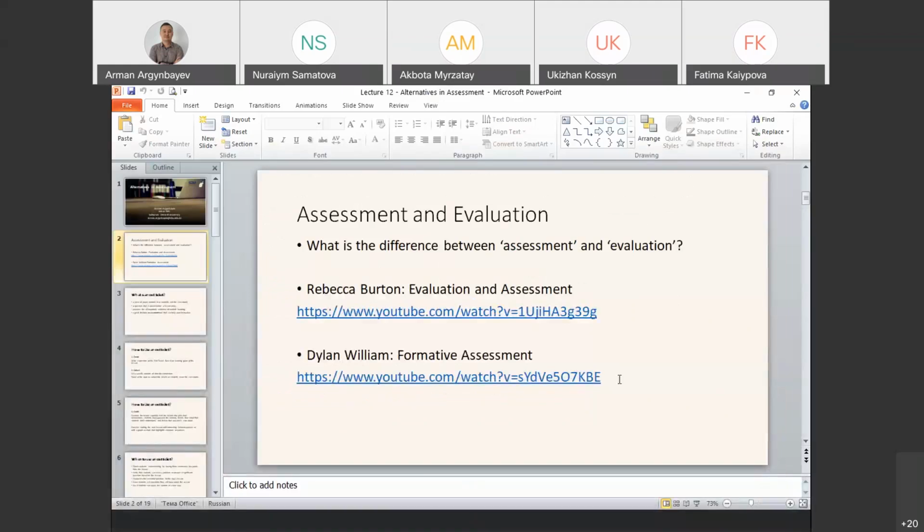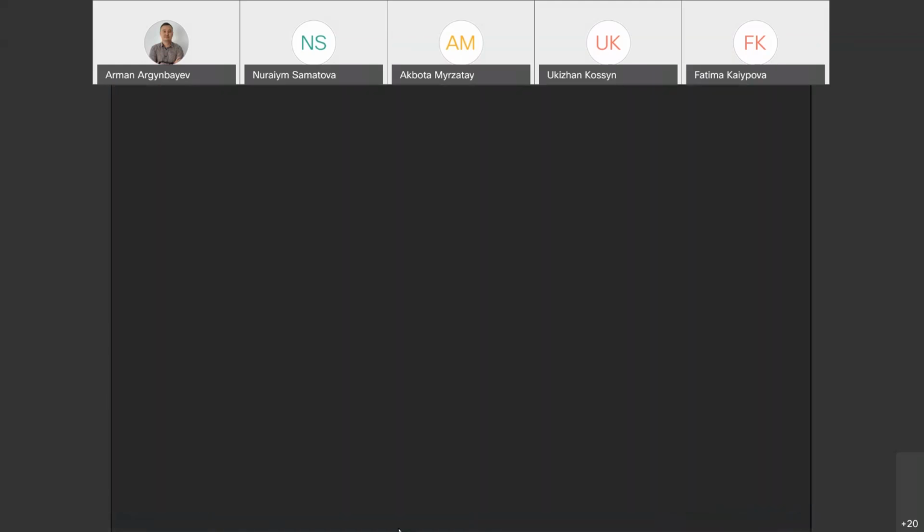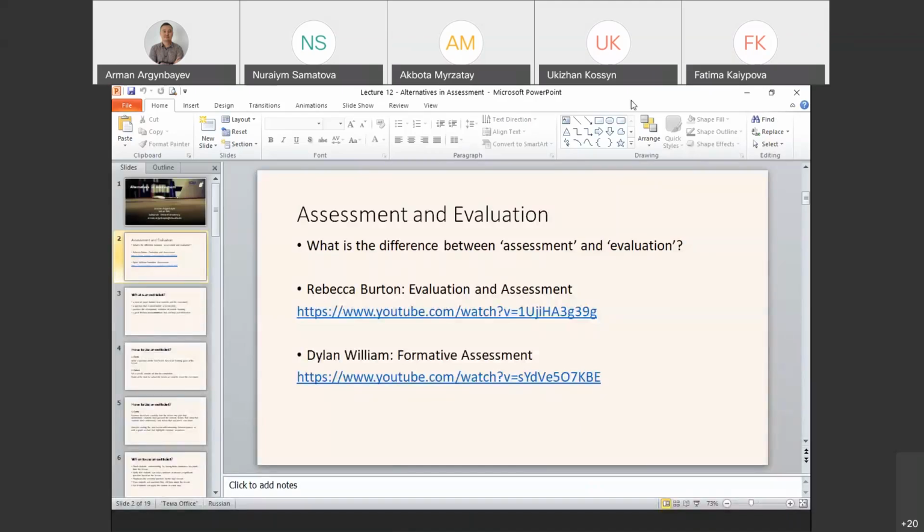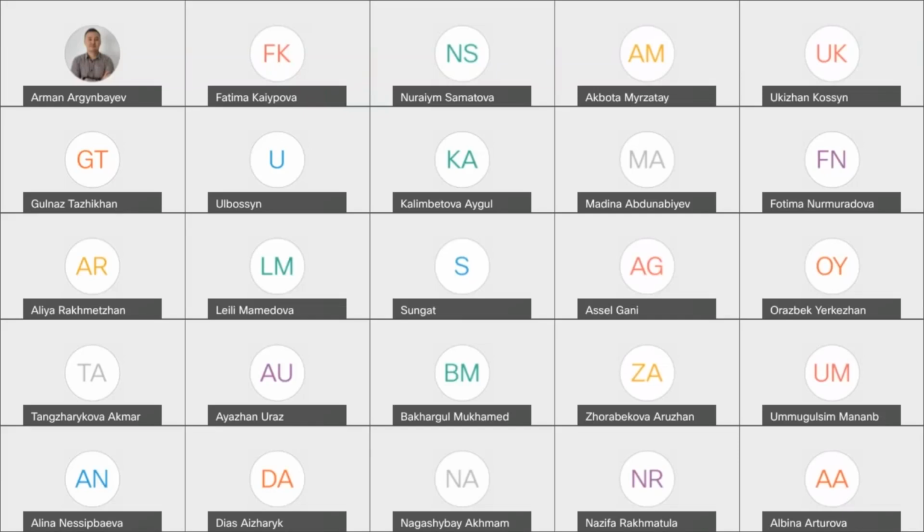Hey guys, what's the difference? You can write in the chat box if you don't know the difference, if you're shy. What's the difference between assessment and evaluation? Nobody.